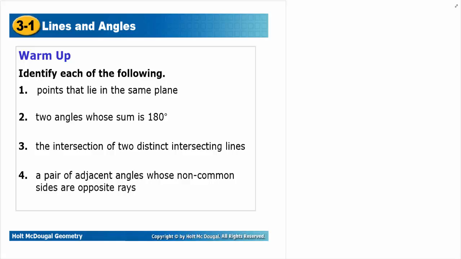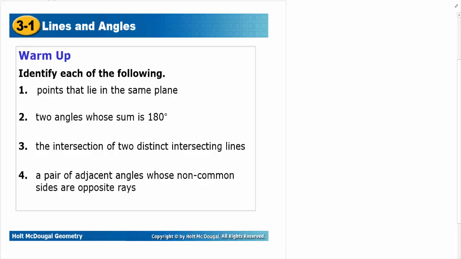Alright guys, we're going to go ahead and get started here now with 3.1. Before we get started, we got the warm-up, so go ahead and give this a shot. Pause the video before checking your answers, go through the warm-up, and then hit play and we'll go over it.